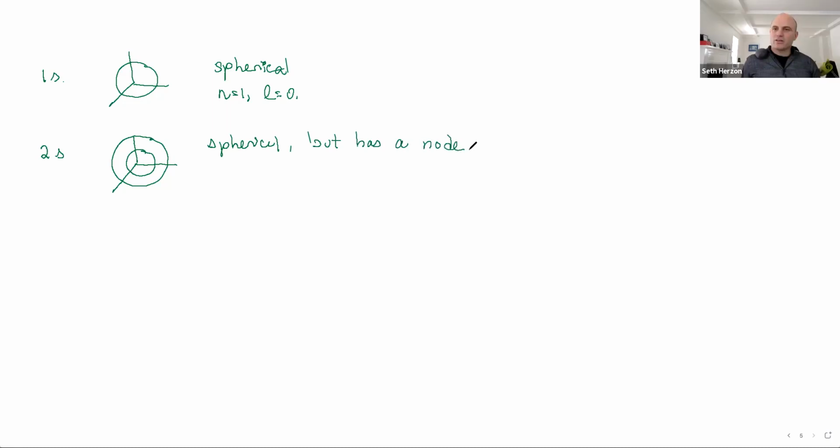It's like those nesting dolls, a sphere inside of a sphere, except the little sphere is hovering inside of the bigger sphere. The point is that at the surface of that smaller sphere, there's what we call a node. A node is a point or surface of 0 electron density, and the sign of the wave function changes as you pass through that node.